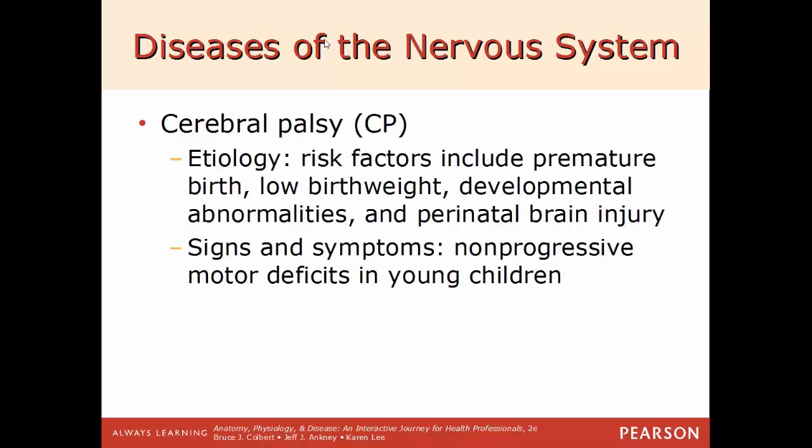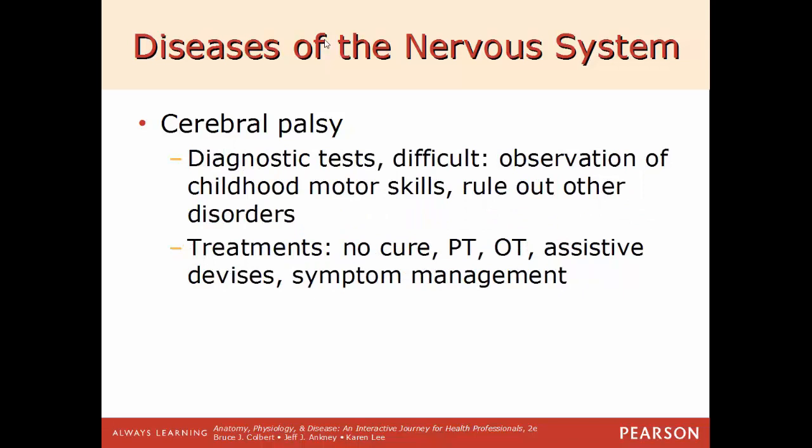Cerebral palsy, etiology: risk factors include having a premature birth, having a low birth weight, developmental abnormalities, perinatal brain injury. Signs and symptoms: non-progressive motor deficits in young children. Diagnostic tests, these are difficult. Basically, you just need to observe the child's motor skills and rule out any other possible disorders that it could be. There's no cure, but you can use physical therapy, occupational therapy, assistive devices, and symptom management.